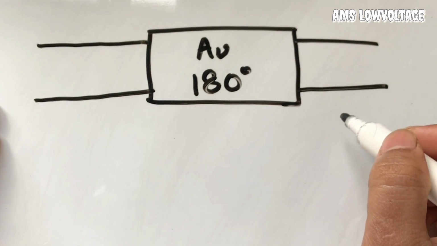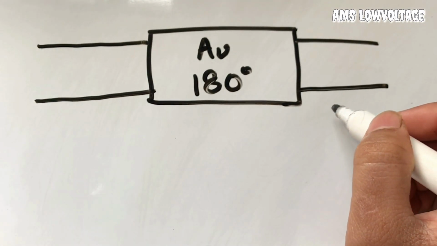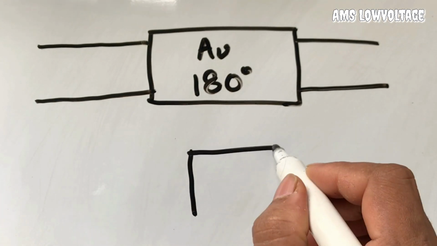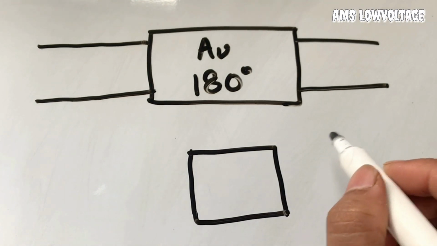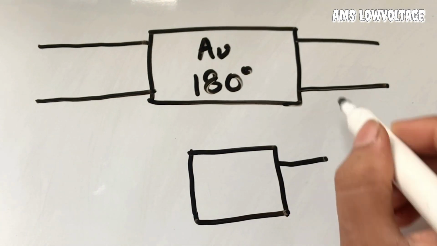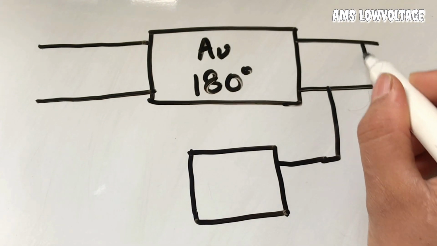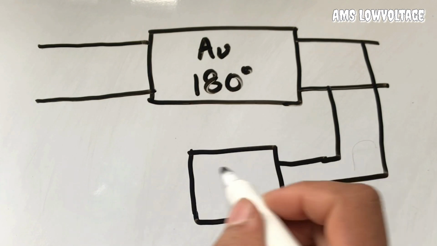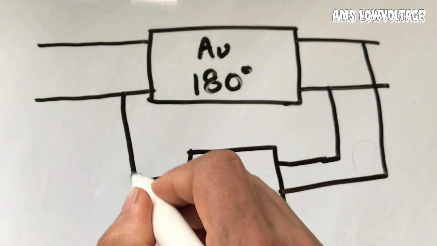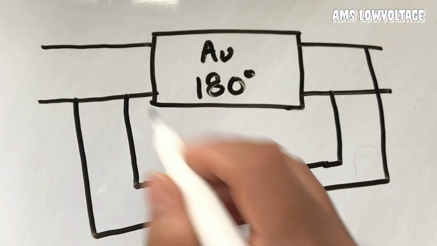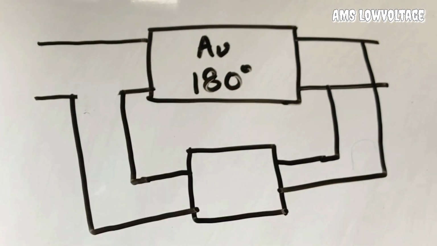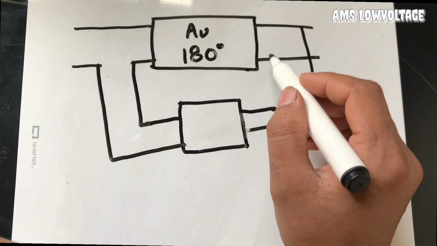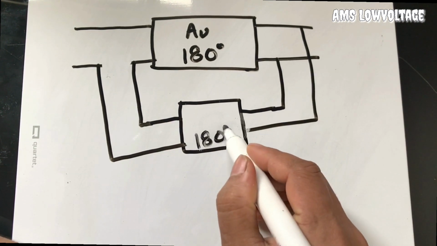After that, we need a positive feedback loop with 180 degree as well. Suppose this is the positive feedback loop. The output is just feeding back to the input. This positive feedback loop also has 180 degree phase shift.